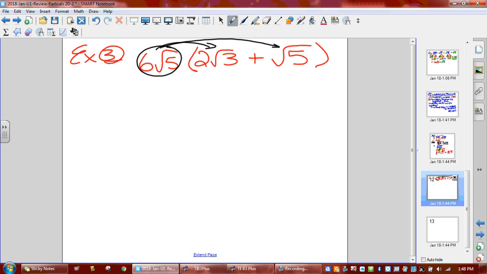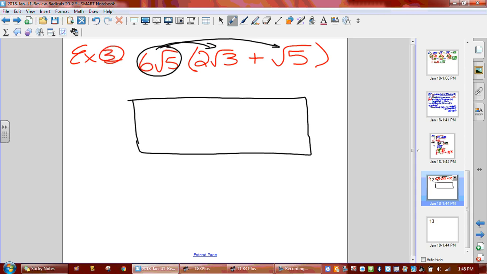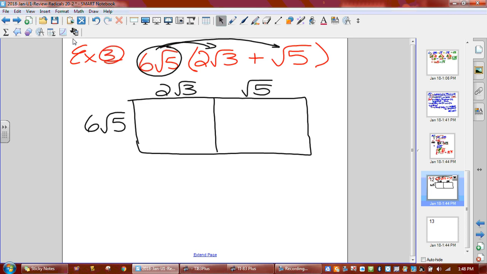Now you do the same thing that you would do for normal multiplying. We're going to multiply coefficient to coefficient, radicand to radicand. So we're going to take 6 times 2. That's going to give us 12 out front. And then we're going to take 5 times 3. That's going to give us root 15. Okay? So that gives us 12 root 15.